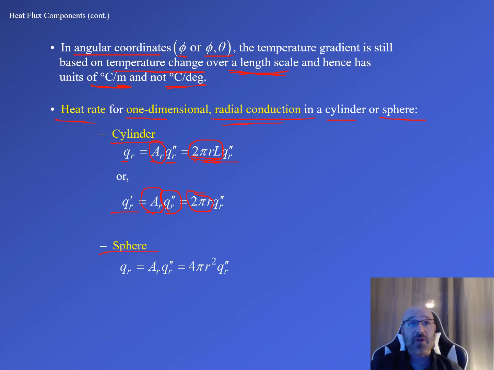Then the same thing if we're dealing with a sphere: our Q sub r is equal to A sub r times our heat flux, where our area is now the area of a sphere. Our typical equation for the area of a sphere is 4 pi r squared. So that's where that term comes in when we're talking about our heat rates for these cylinders and spheres.